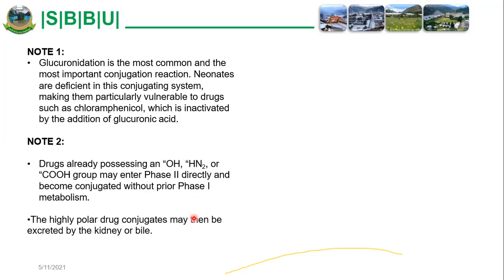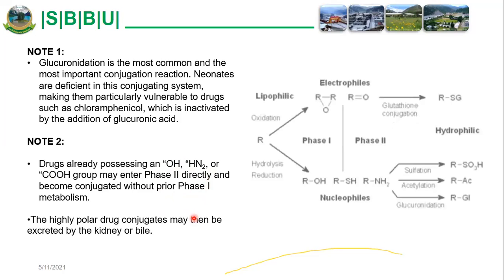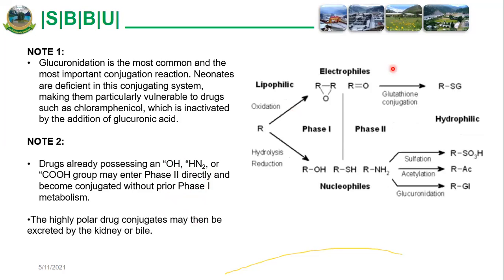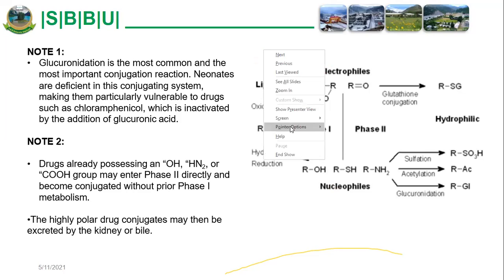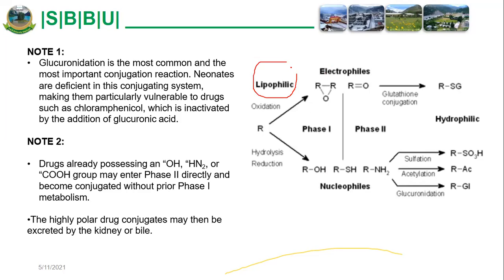And the highly polar conjugates may then be excreted by the kidney or the bile, as I mentioned already. So let's try to understand this one. This is your drug. If oxidation occurs, then more lipophilic molecules may be formed. These are called electrophiles. Whenever phase two reaction, hydrolysis or reduction of these compounds occurs, they become more nucleophiles. This will become more electrophiles, and these are more lipophilic.